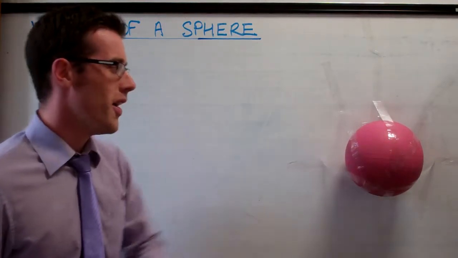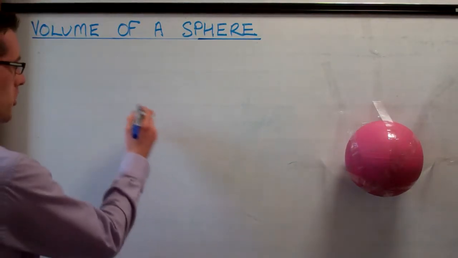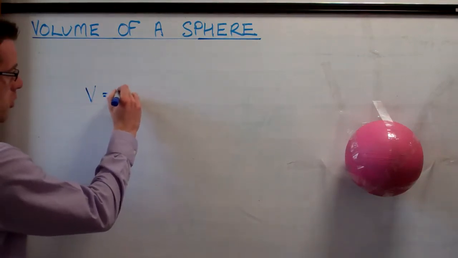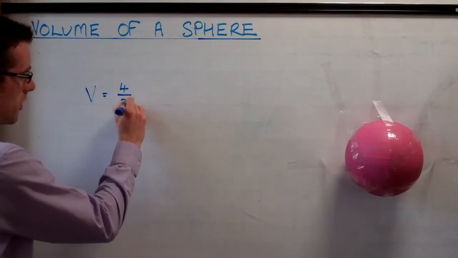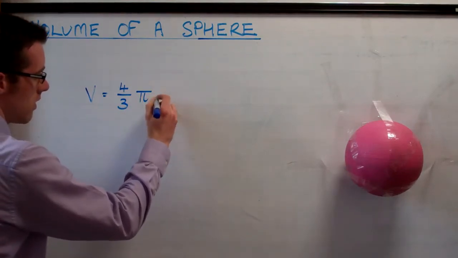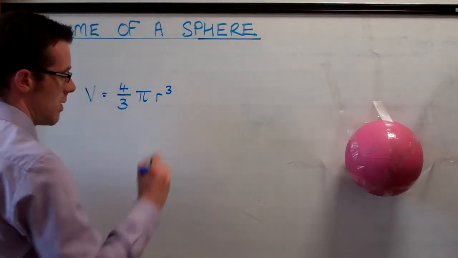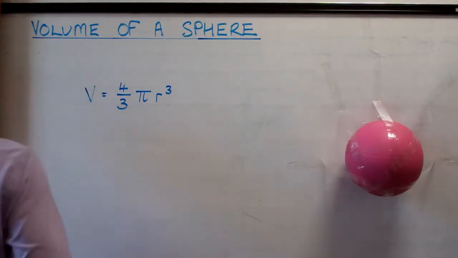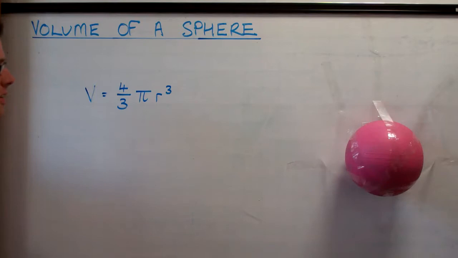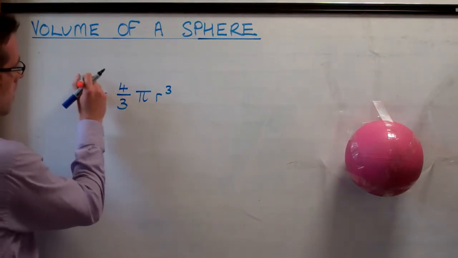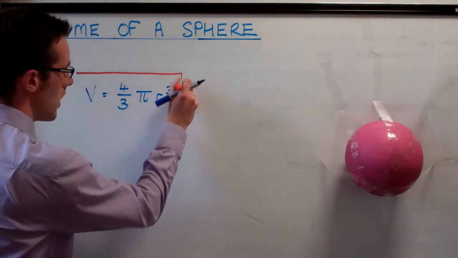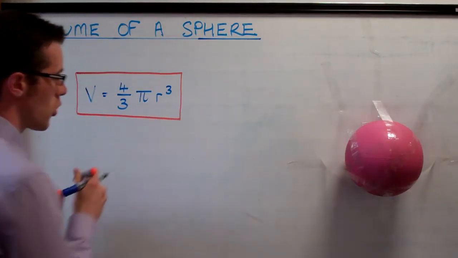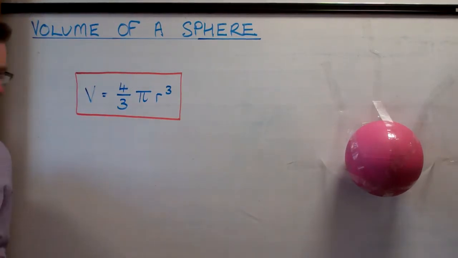Hopefully it stays up. Alright, so let's first of all look at the formula for volume of a sphere, and that is V for volume equals 4/3 times pi times r cubed. Now this looks really quite complicated, but once we get down to using it, it's pretty straightforward. So copy that formula into your notes just now.